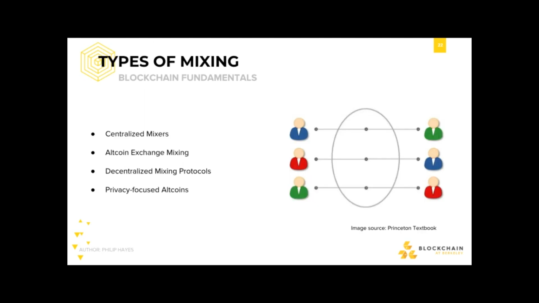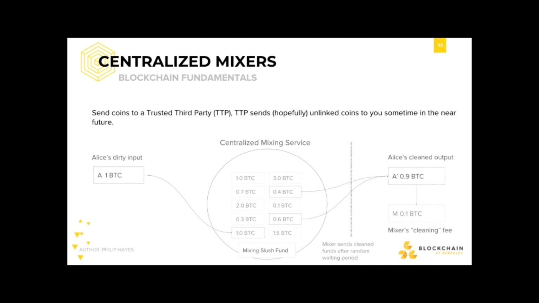There are 4 kinds of mixing. The first is centralized mixing, the second is altcoin exchange mixers, third is decentralized mixing protocols, and finally we have privacy-focused altcoins. The concept of centralized mixers is you have this kind of slush fund into which you deposit the money, and some randomized amount of time later, you get a cleaned output. And of course, the slush fund takes a little bit of money to do the job of cleaning your funds.